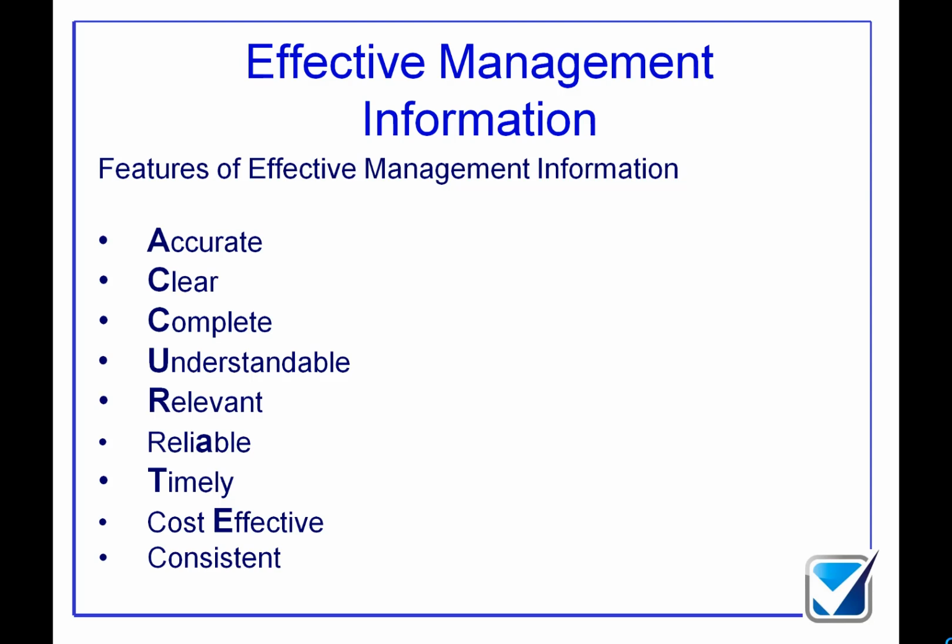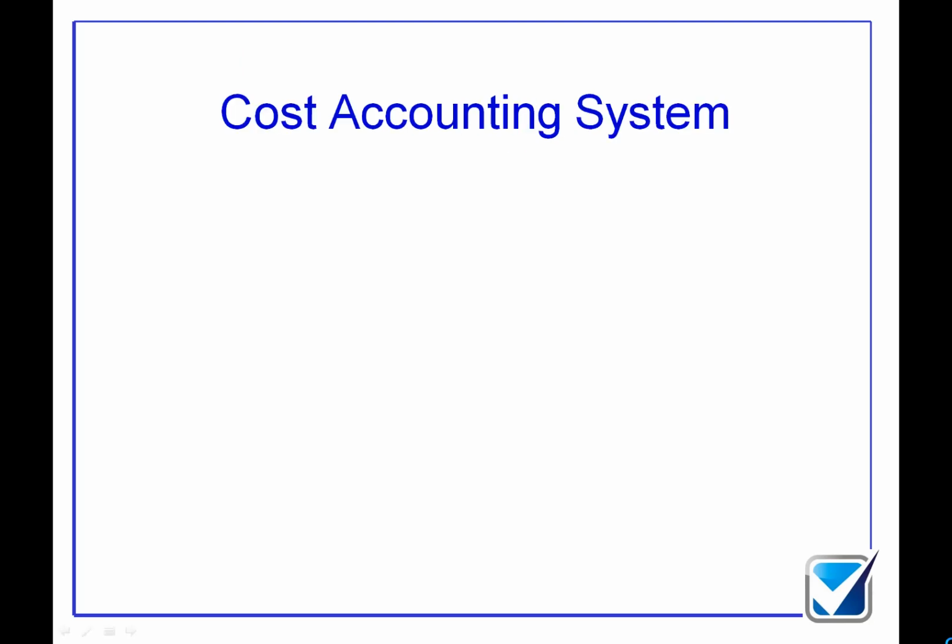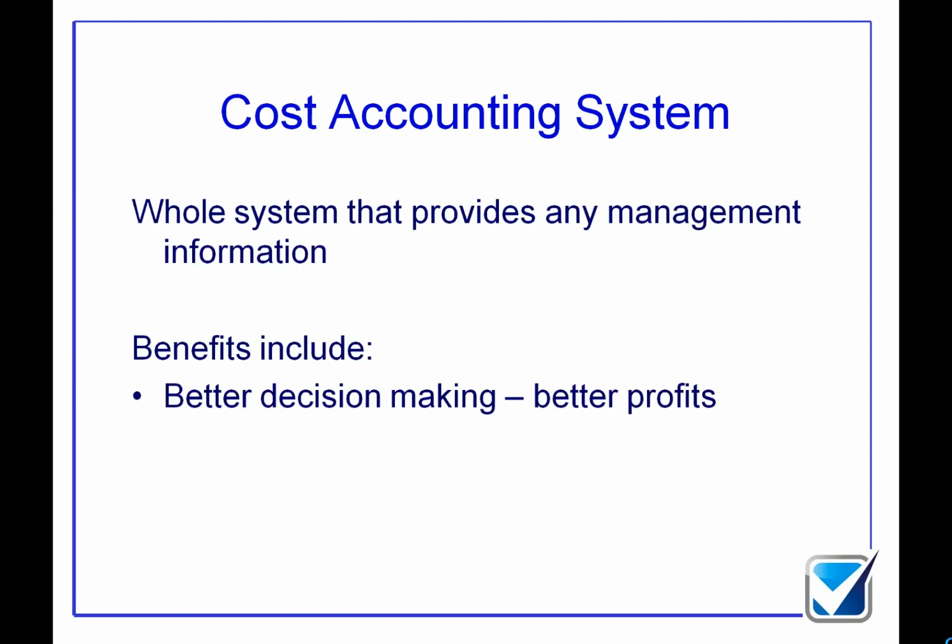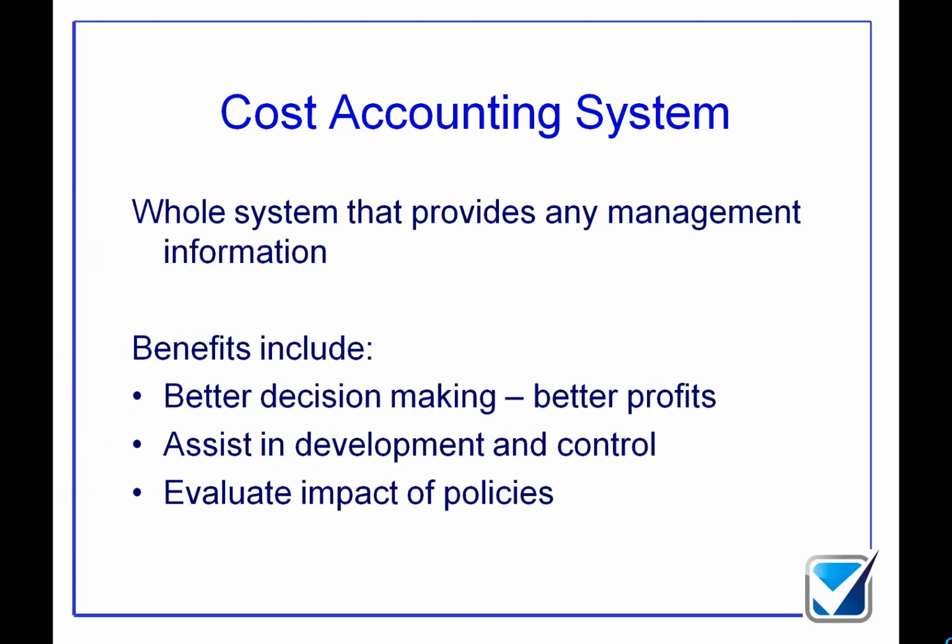Now, the system that's going to produce this effective management information will come from our cost accounting system. And the cost accounting system will allow for much better quality in terms of decision making. That will now allow for competitive advantage. That then means that we can get better profits. It assists in development and control. Control is all about comparing actual results to expected results and then taking what we call corrective action. So control will result in a decision that will make things better in the future. That's where the value comes from, control aspects.